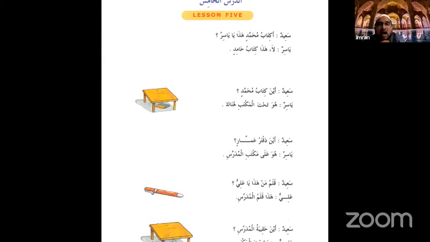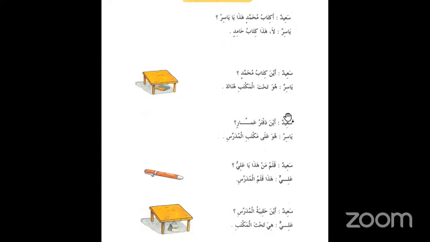Sa'id: Is this Muhammad's book, O Yasir? Excellent. Yasir: La, hadha kitabu Hamidin. No, this is Hamid's book. Correct. Sa'id: Aina kitabu Muhammadin? Where is Muhammad's book? Yasir: Huwa tahta al-maktabi hunak. It is under the desk there.